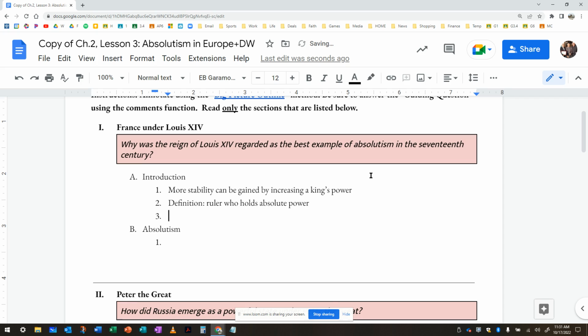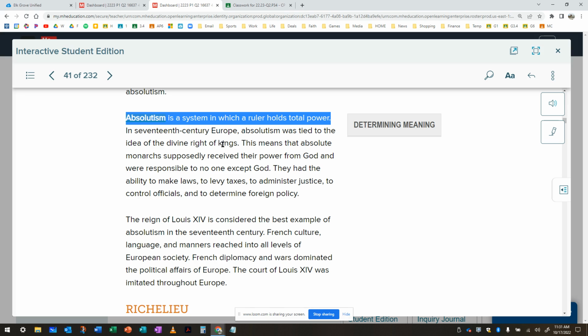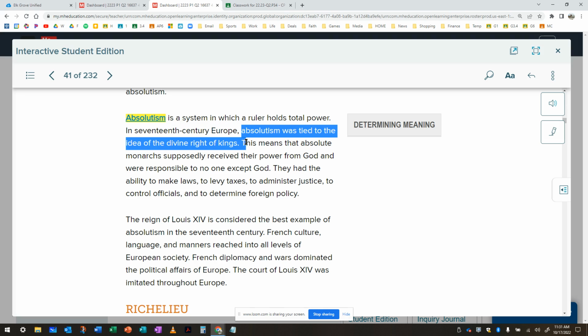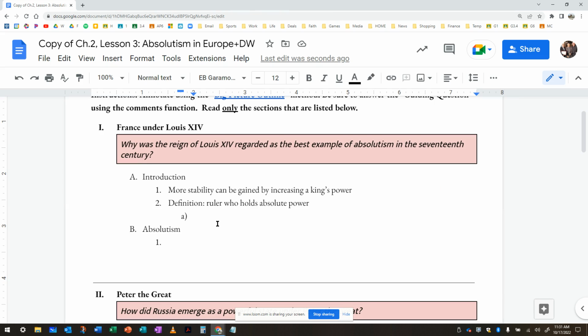But there's more in this case. So they're going to start to discuss what absolutism is. So what is it? Well, absolutism is tied to divine right of kings. What is this? It means that absolute monarchs receive power from God and were responsible to no one except God. So I can read this and say, all right, what is it? Someone who holds absolute power, but they justify their right to rule based on religion. Rule by religion in this case.